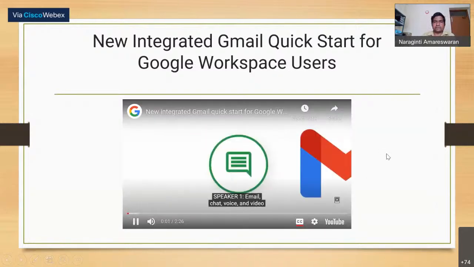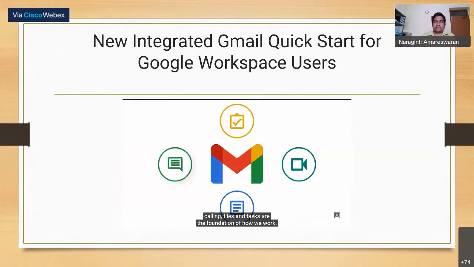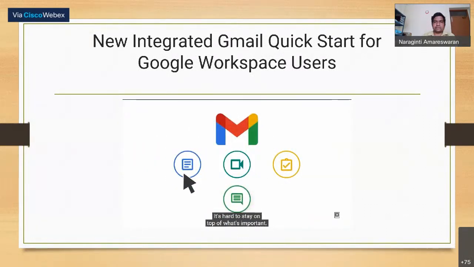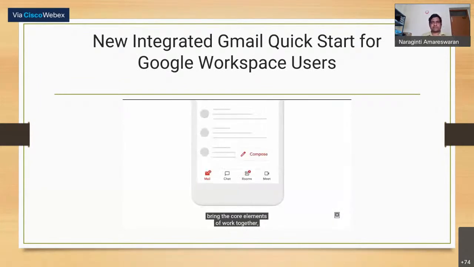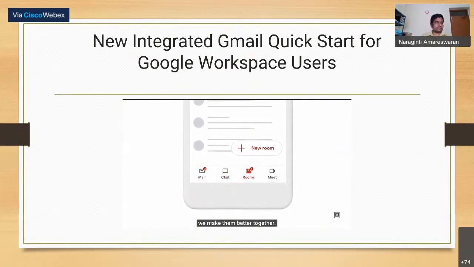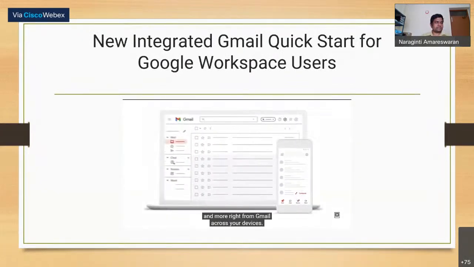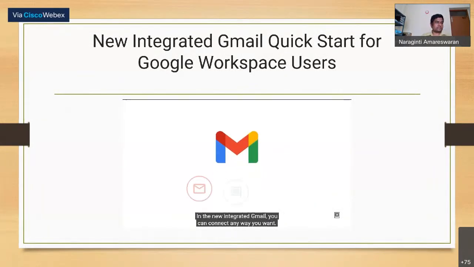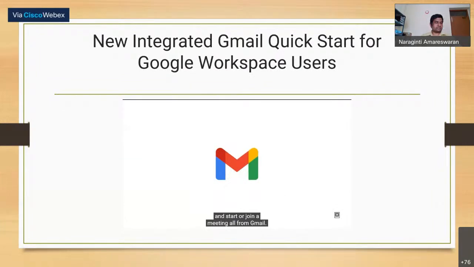Email, chat, voice and video calling, files, and tasks are the foundation of how we work. But because work happens in so many places, it's hard to stay on top of what's important. In the new integrated Gmail, we not only bring the core elements of work together, we make them better together. Now you can access chat, meet, documents, tasks, and more right from Gmail across your devices. In the new integrated Gmail, you can connect any way you want. Send an email, chat one-on-one or in groups, and start or join a meeting all from Gmail.